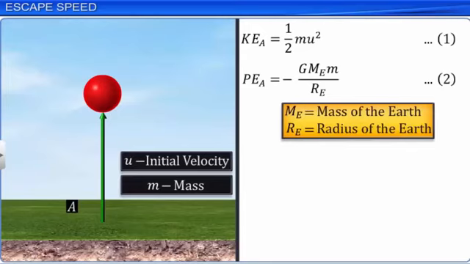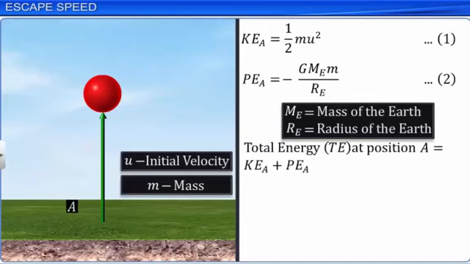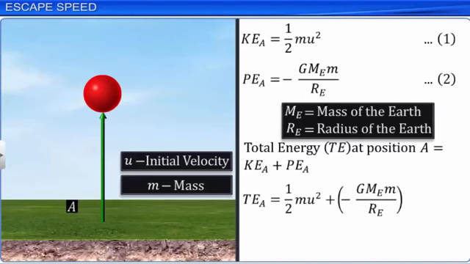Thus, the total energy of the body on the surface of the Earth when it is projected vertically upwards is the sum of its kinetic and potential energies, and is denoted by the expression TE(A) is equal to half m u square minus G M_E m divided by R_E. Let this be equation 3.